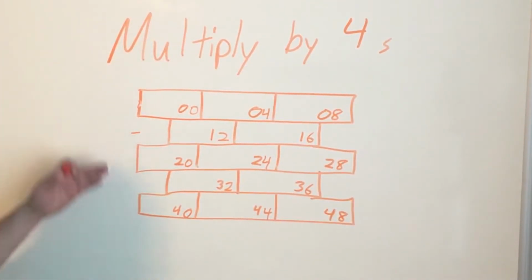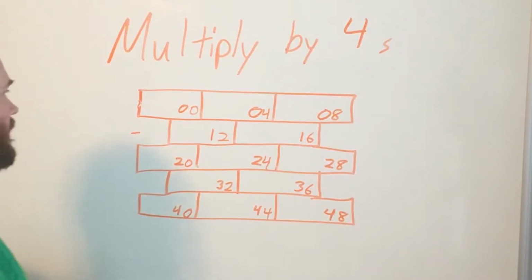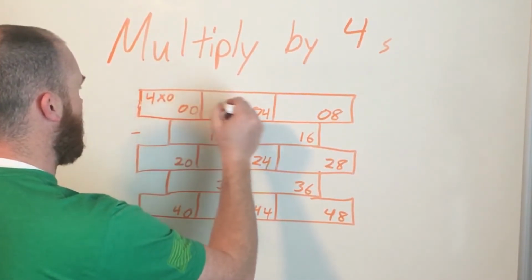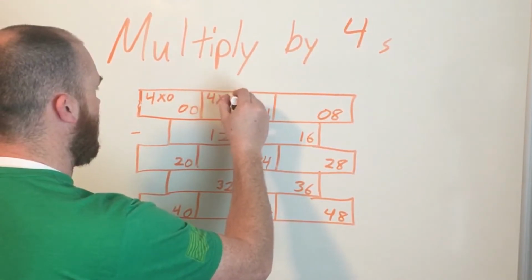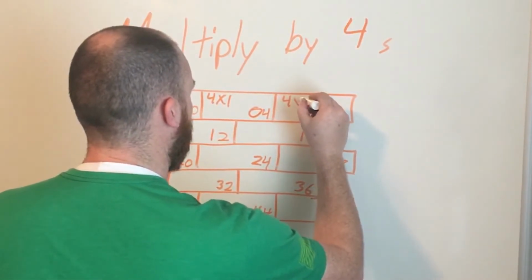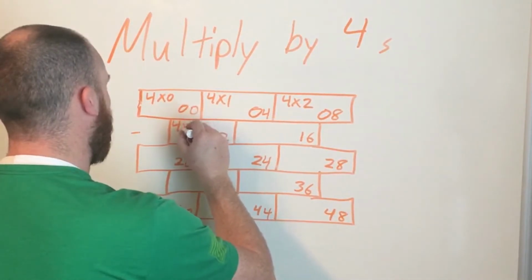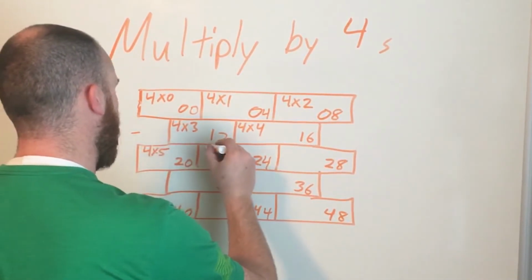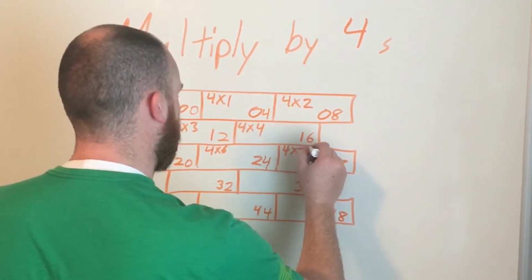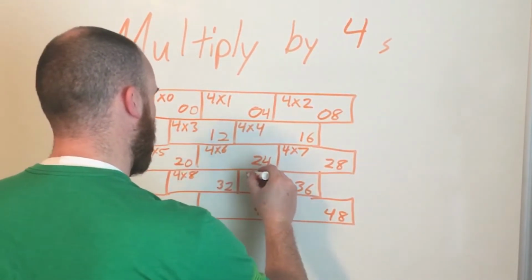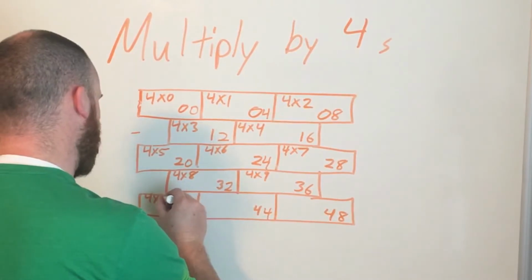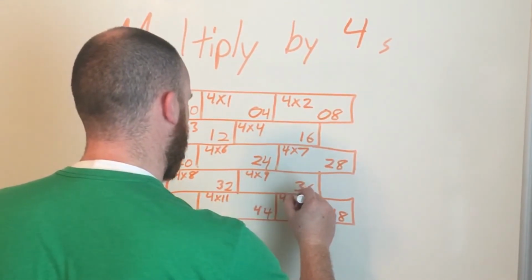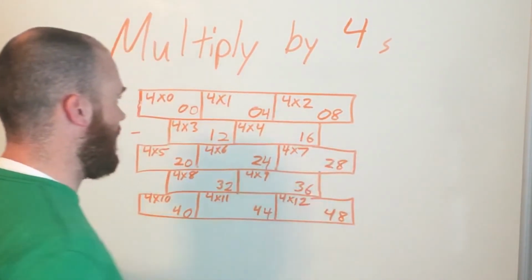Ta-da! And then as you can see, you've got all the answers for the 4 times tables, and just so you can see, it's 4 times 0. We've got 4 times 1, 4 times 2, 4 times 3, 4 times 4, 4 times 5, 4 times 6, 4 times 7, 4 times 8, 4 times 9, 4 times 10, 4 times 11, and 4 times 12.